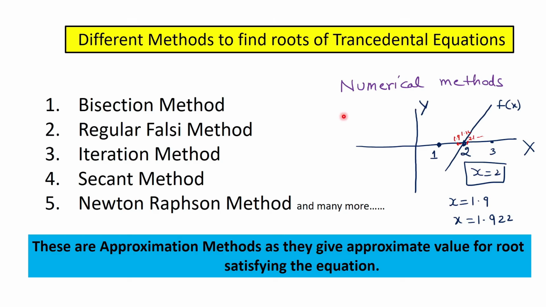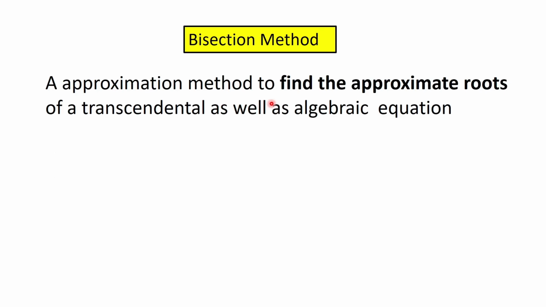There we formulate the real world problem in equation form, and we just want to know the nearby roots, or you can say approximate roots. For that, these approximation methods or numerical methods come very handy. So finally we can say the bisection method is a method to find the approximate roots of a transcendental as well as algebraic equation. And this is an approximation method. That means it will give me the approximate root of an equation.